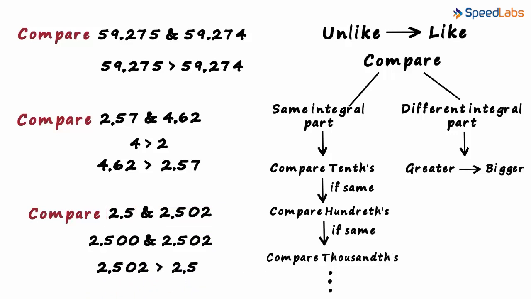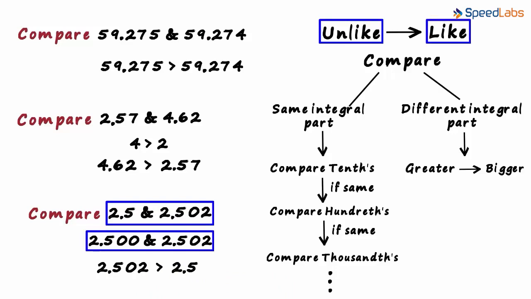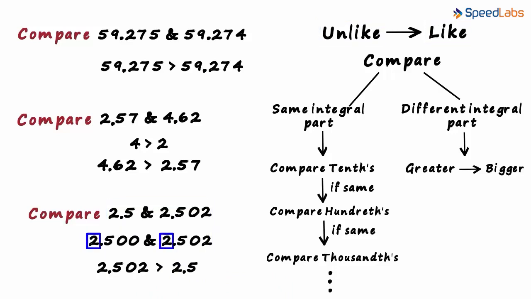Remember, first we convert unlike fractions to like ones, then we compare the integral parts, and if the integral parts are the same, we compare the digits in the decimal parts.